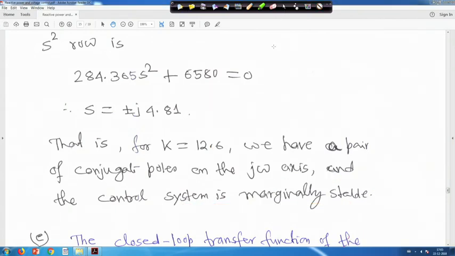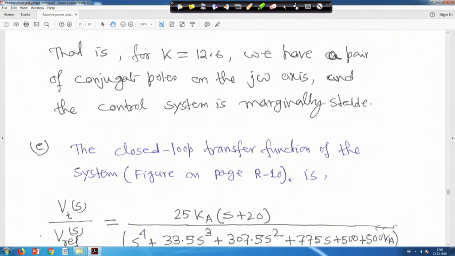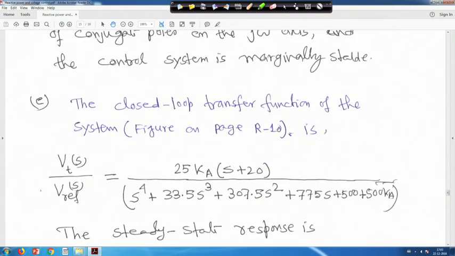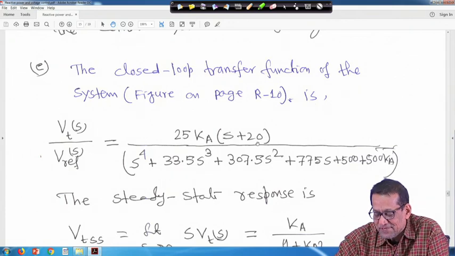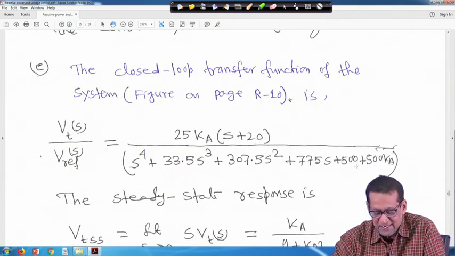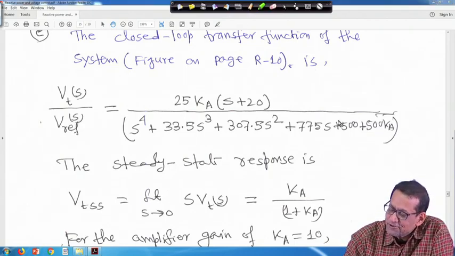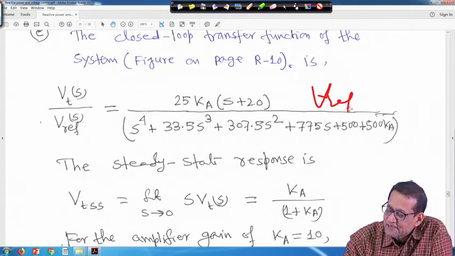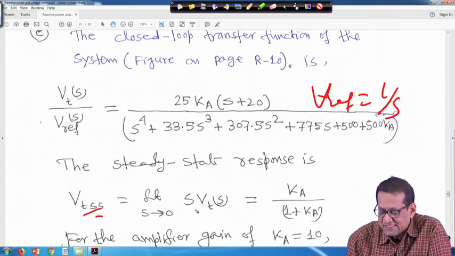So, the closed loop transfer function of the system is from the figure I have given on page number R10. With the same block diagram, VT(s) upon V reference is 25 k upon the s plus 20 terms, right. At steady state, V reference is 1 upon s, the step input. If you find limit s tends to 0 of s VT(s), it will become k upon 1 plus k.